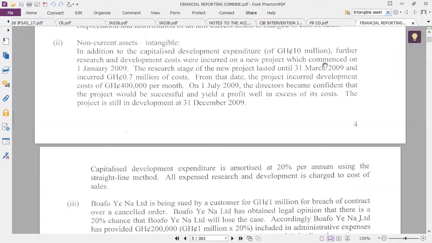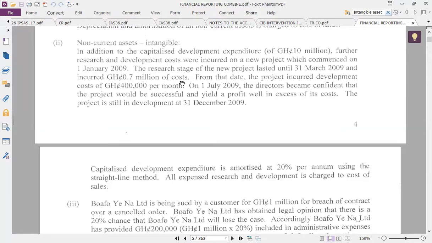How many months? Calculate for me. Okay, and incurred 0.7 million of the cost. So 0.7 million out of the 10. Okay, so 0.7 million, that's 700,000. From that date, the project incurred development cost of 400,000 per month.